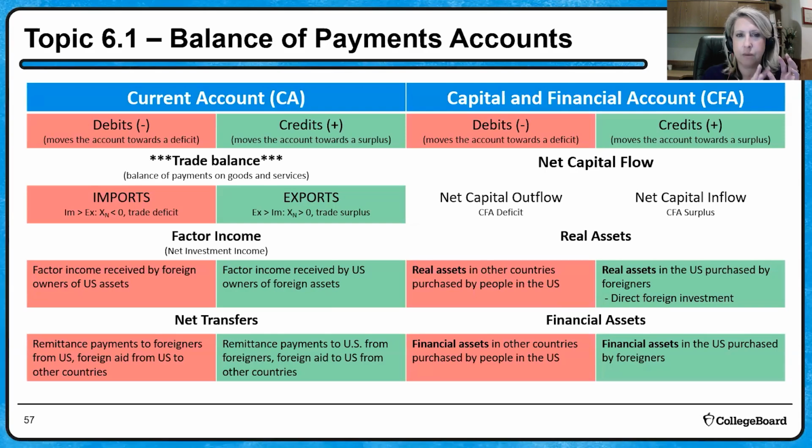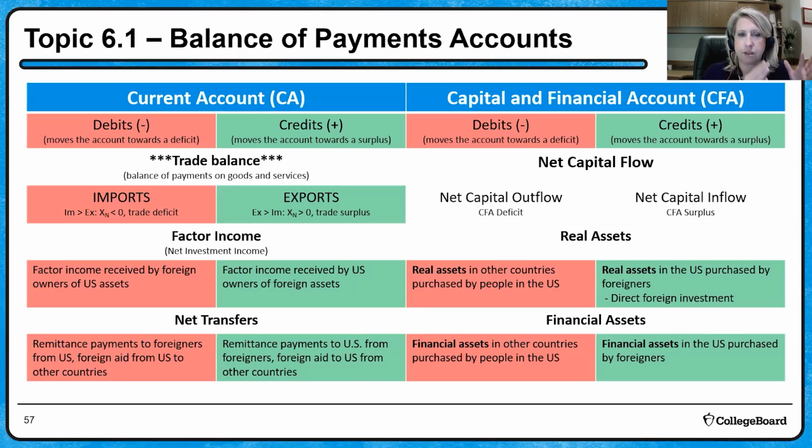Let's take a look at the balance of payments accounts because we want to know what gets recorded as a debit or a credit in order to determine whether a transaction is going to move the current account towards a surplus or deficit, or the capital and financial account towards a surplus or a deficit. So you can take a screenshot of this, or pause your video and write it down. But this records all of the types of transactions that go into the balance of payments accounts and indicates if they're debits or credits. Debits, money is leaving, moves us towards a deficit. Credits, money's coming in, moves us towards a surplus.